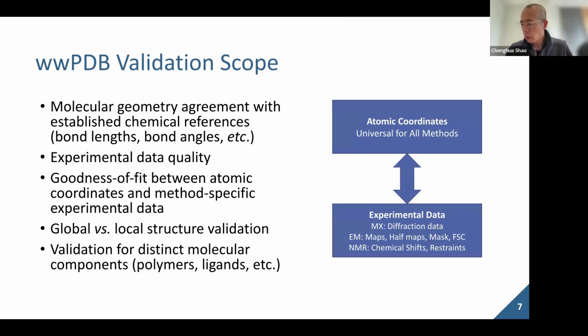We evaluate the quality of this experimental data, and most importantly, the quality and the goodness of fit between the atomic coordinates and the experimental data. Sometimes the quality of local features are critical for structure studies, such as the catalytic site or molecular interaction components. So there is local structure validation in addition to the global checking. And different molecular components are also validated according to their specific chemical characteristics. For example, polymers are validated on their residue linkages, and ligands are validated against a small molecule database in addition to the PDB. In today's webinar, we will primarily focus on the structures resolved by MX and 3DEM methods.